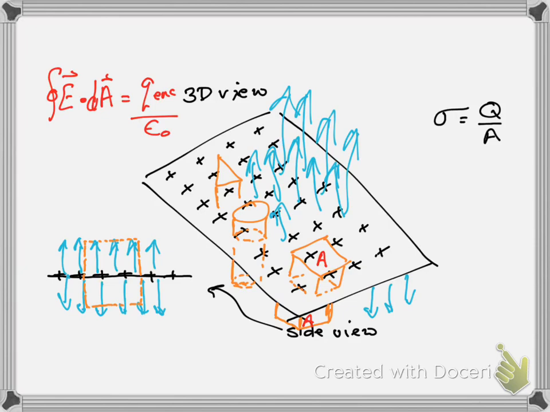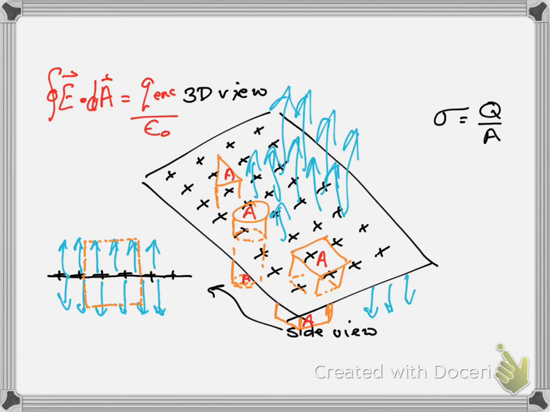It doesn't matter how tall the box is, because the field is constant as we move farther away from the sheet. Whether we use the pillbox, the rectangular box, or some other kind of box which has tops and bottoms which are parallel and sides which are perpendicular to the sheet, it doesn't matter. It's going to be the same answer. Let's go ahead and figure out how this works.